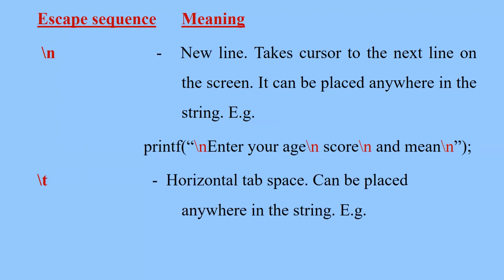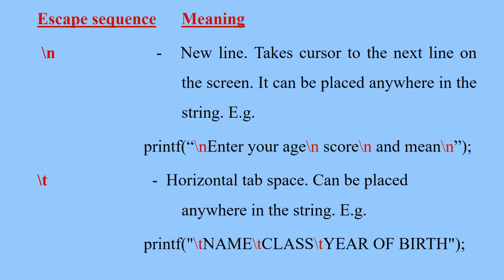\t, or this escape sequence character, is a single character. It means horizontal tab space, so it can be placed anywhere in the string, separating the spacing between what is displayed on your screen. So name, class, year of birth. Same line, but organized in form of columns.